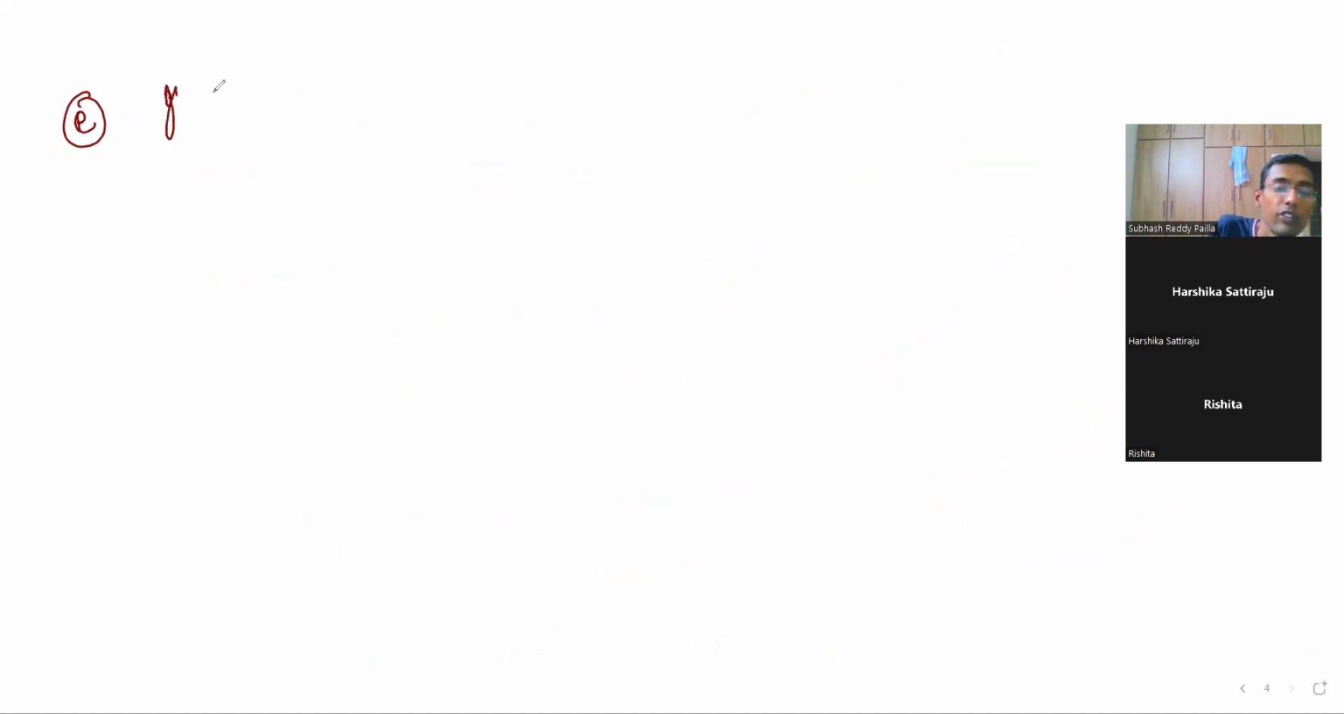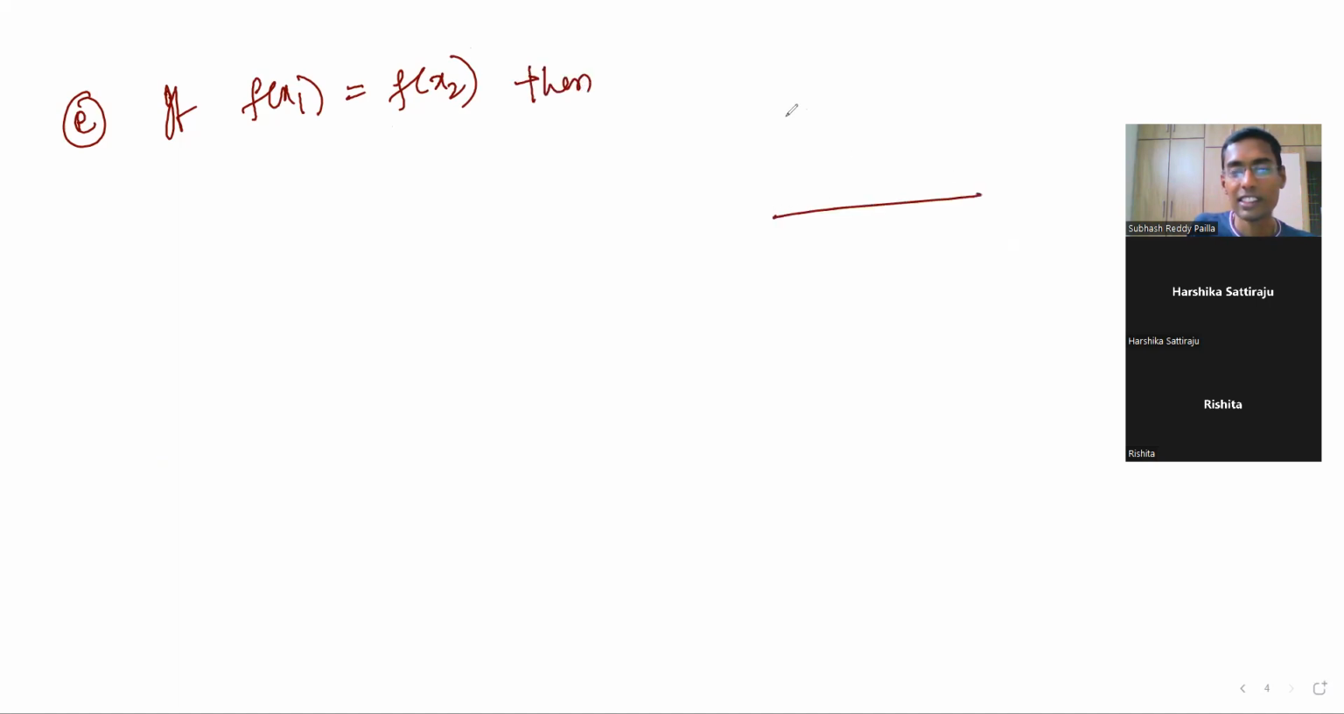If f of x1 is always equal to f of x2, they are equal. Constant. The curve is going like this. Whatever x1, x2 you take, these two or these two or whatever you take, it is only equal. Even though x is increasing from x1 to x2, f of x1 and f of x2 are always the same.